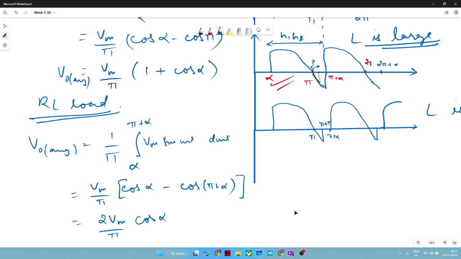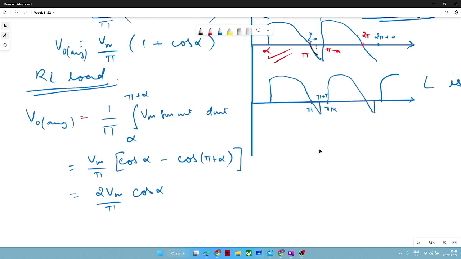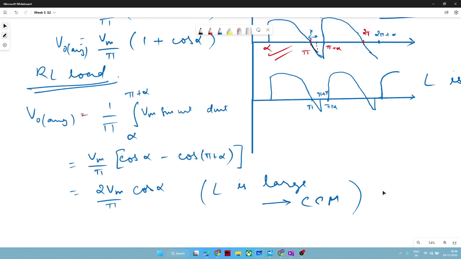Okay, so again, if you put alpha equal to 0, you will get 2 Vm by pi. So side by side, you can verify the magnitude. So I think that is all for when L is large, and this is known as continuous conduction mode because your load current is consistent throughout the time period, so it will be continuous conduction mode.